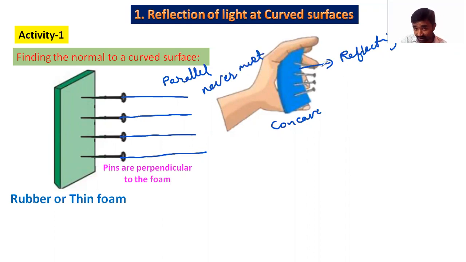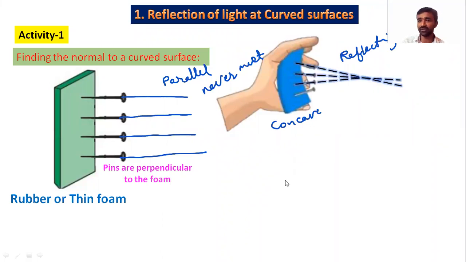Here, if I draw lines for the concave mirror which we imagined, what happens? Can anybody answer? If I draw a straight line for these pins, what happens? Do they remain parallel? Sir, they all meet at a point. Right. Look here. One line drawn for the second pin, third pin, fourth pin. What happened? They are all going to meet at a common point.